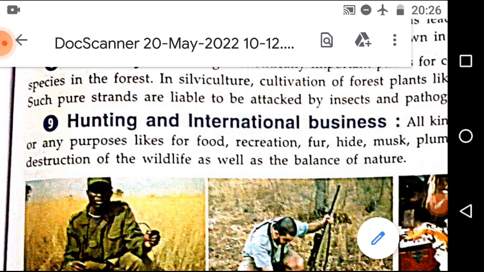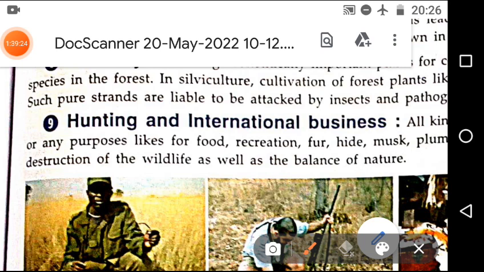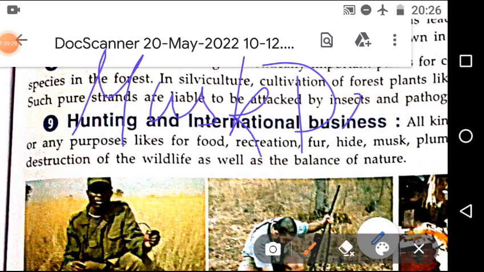The best example is the musk deer. You know the name musk deer? Kasturi Mirg. Now the musk deer, in their abdomen there is a pouch. It is a pouch where smell is coming out, what we call kasturi. Now the poachers used to take out that pouch, kill those animals, and use it for international business.